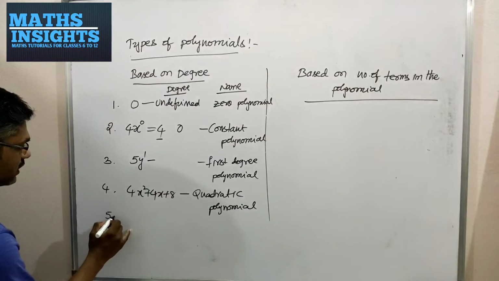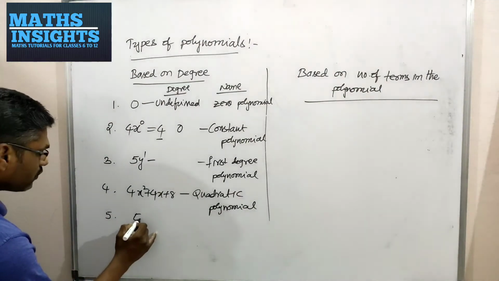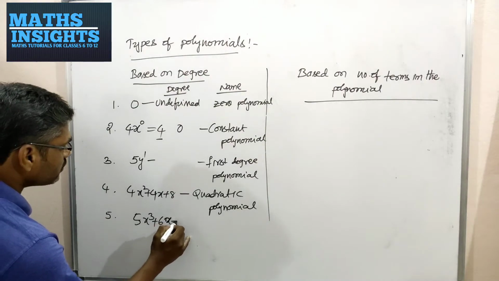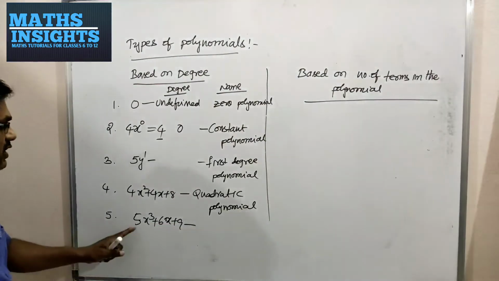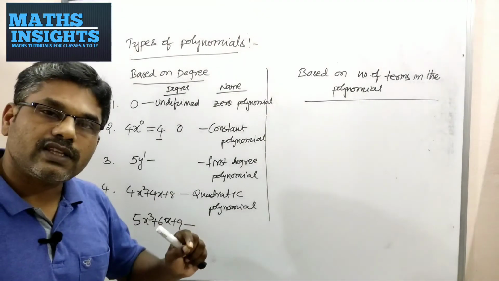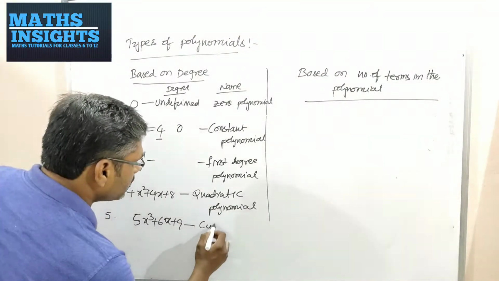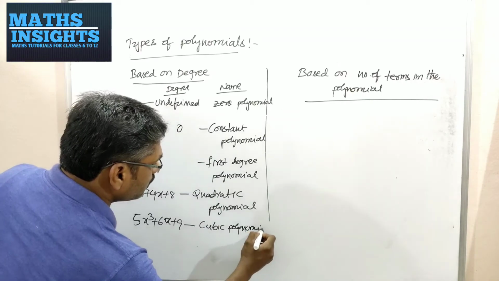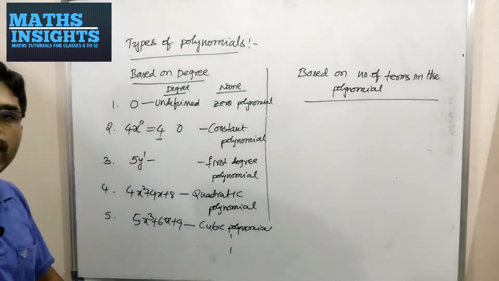And if you take 5x cube plus 6x plus 9, this is a polynomial with degree 3. This is called a cubic polynomial, and so on. You have different names.